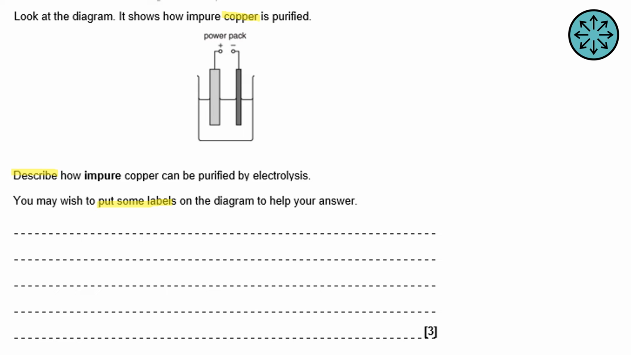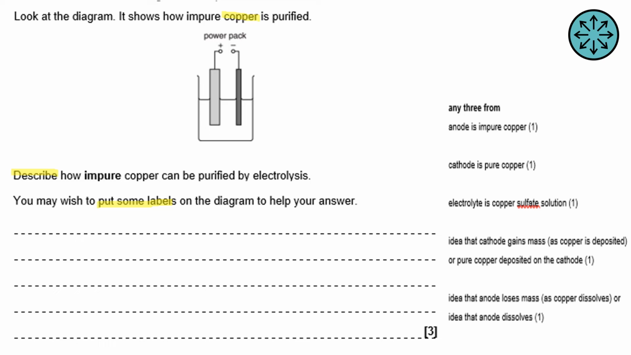So it will be copper sulfate. Okay, so what am I going to say? What am I going to get? 3 marks here. What would we get those marks for? So here's the mark scheme from the exam board.